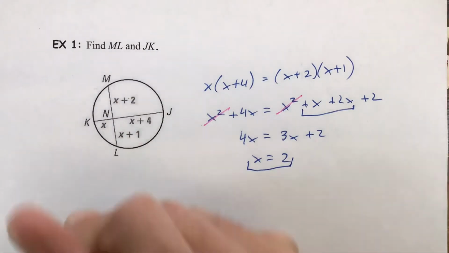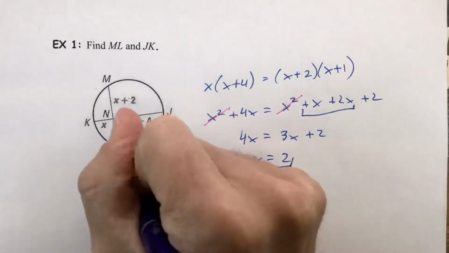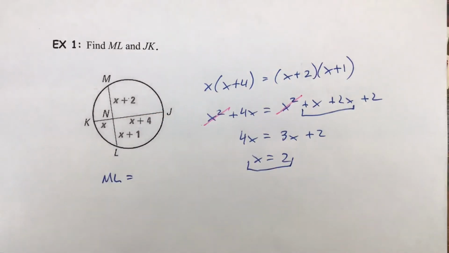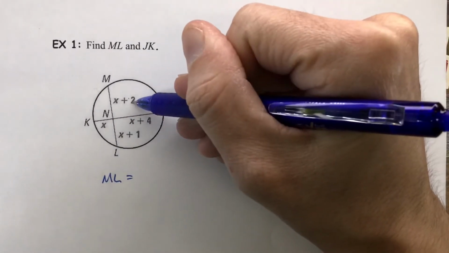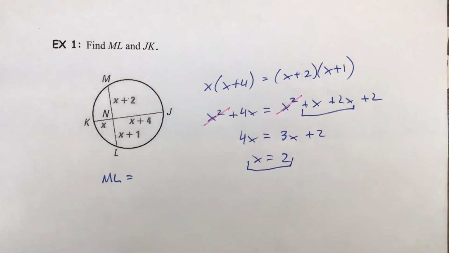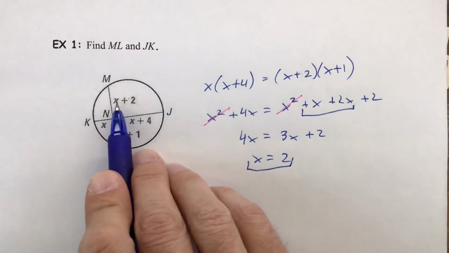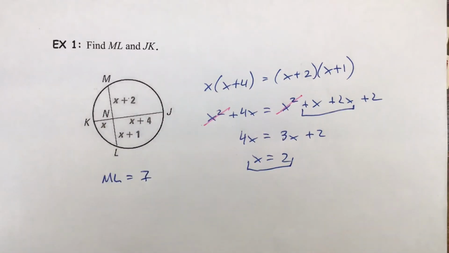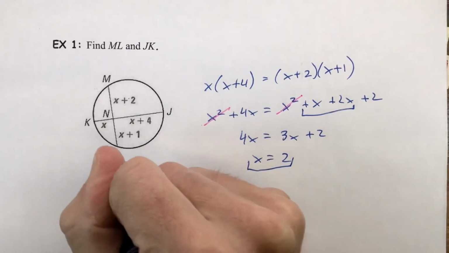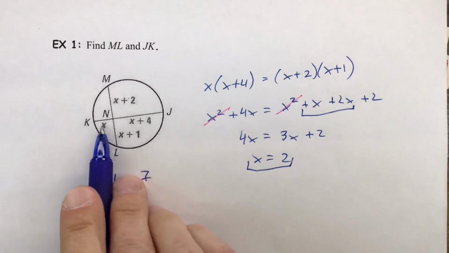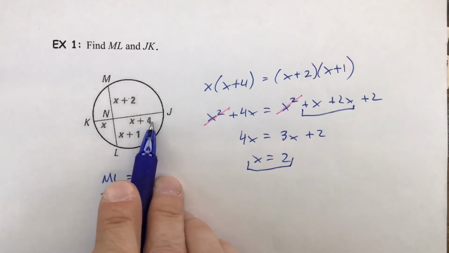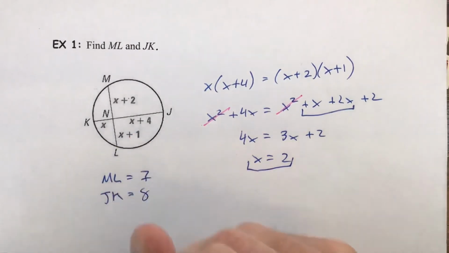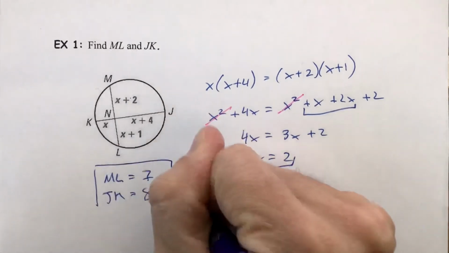Not the answer to the overall question, but it is necessary to figure out what ML and JK are. ML is going to be equal to X plus 2 plus X plus 1. Of course, if X is 2, that makes this 4 and that 3, which gives you 7. JK is going to be 2 plus 2 plus 4, that's a 6, which gives you 8.